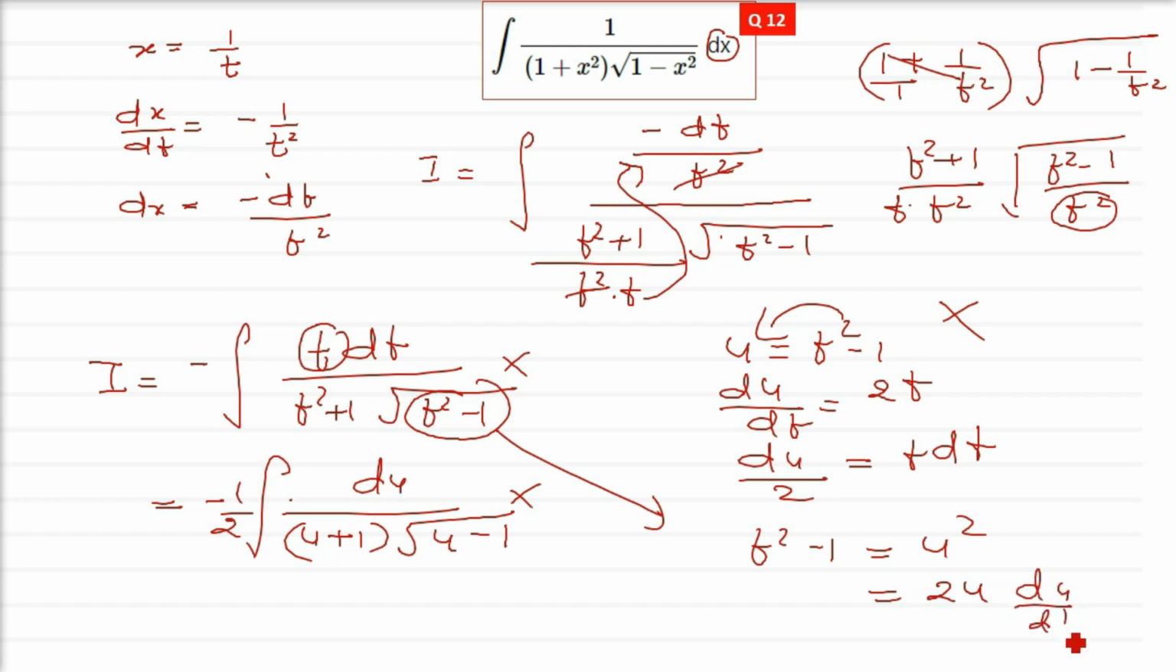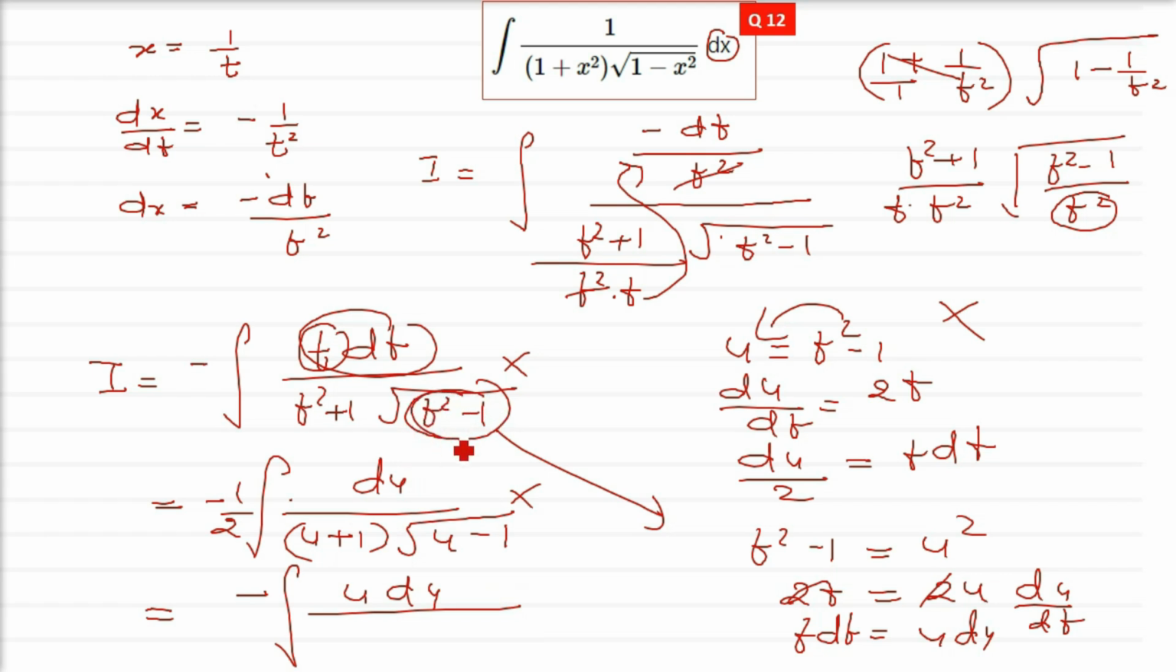Now u square is differentiated, so 2u du by dt on the right and t dt on the left, because 2 gets cancelled. So now I am not taking these two, but rather I am taking this u du in place of t dt, and in place of t square plus 1 and under root t square minus 1, under root t square minus 1 will be directly u. And t square plus 1 will be what? Because t square will become u square plus 1, you have to add 1. So t square plus 1 will become u square plus 2.